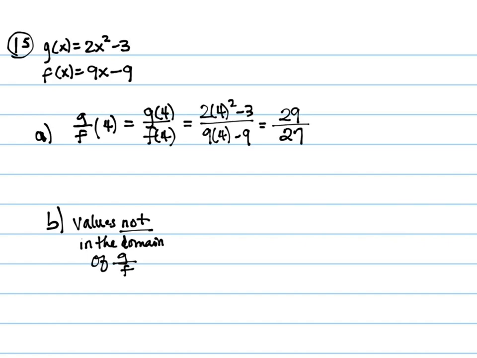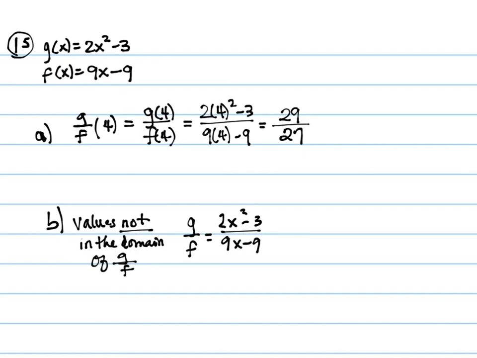And if it reduced, we would reduce it. This one doesn't. 29 is prime, so there's nothing we can do to simplify. We just leave it. Part B, when it talks about values not in the domain, they're talking about putting the g of x function over the f of x function. So g would be 2x squared minus 3 over 9x minus 9.